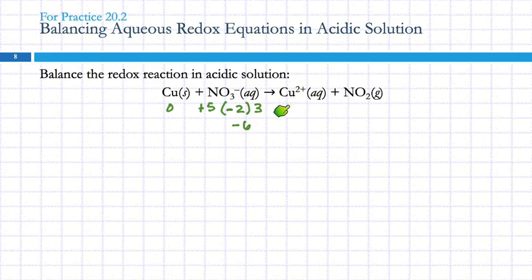So over here, what's this oxidation state? +2. And then here we have NO2. So again, oxygen gets to choose. Oxygen chooses -2. What does the nitrogen need to be? +4. Because there's 2 oxygens, right? So 2 times -2 is a -4, so this has to be +4. Yes?